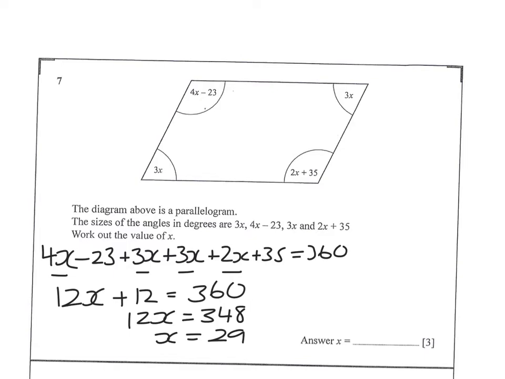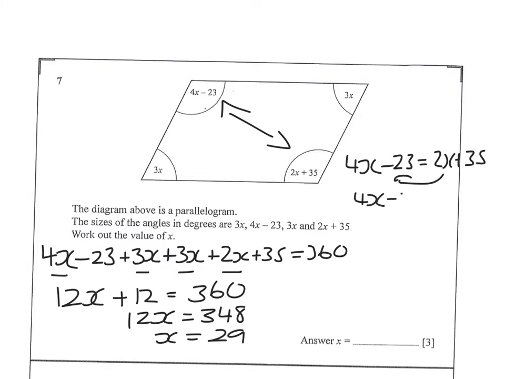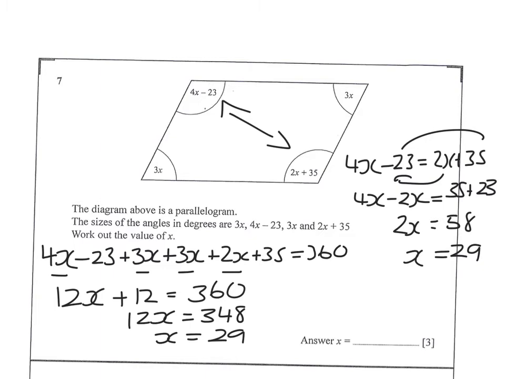Alternatively, you could have spotted it's a parallelogram. Well, that means that these two angles are equal. So 4x minus 23 equals 2x plus 35. Bring the 2x. Bring the minus 23. And that gives us that 2x equals 58. And 58 divided by 2 is 29.